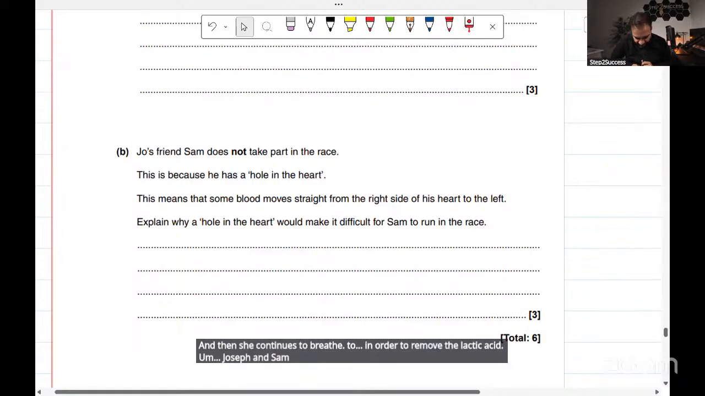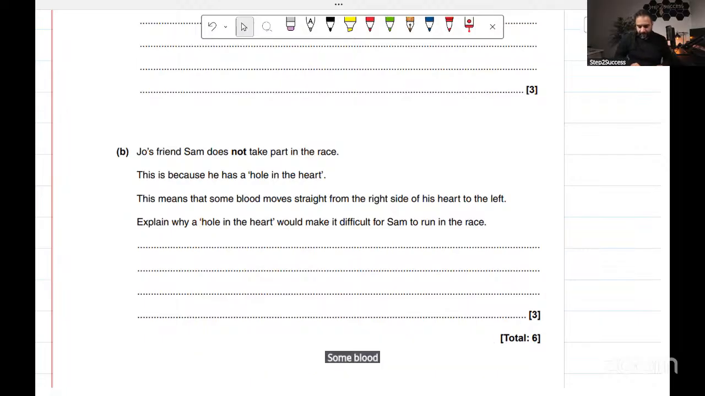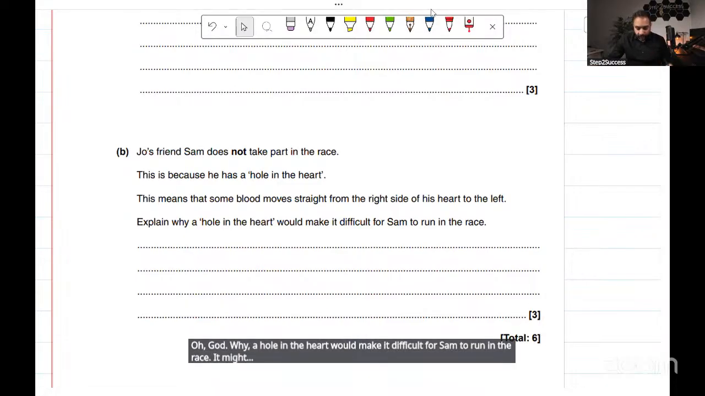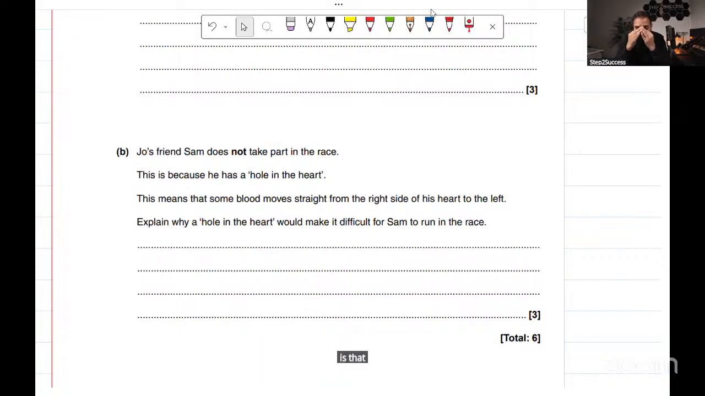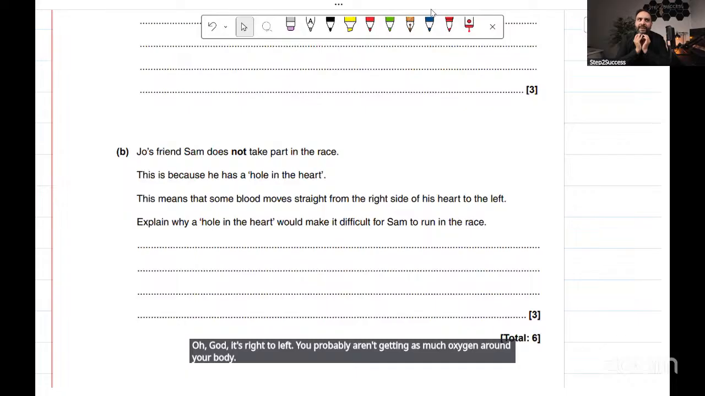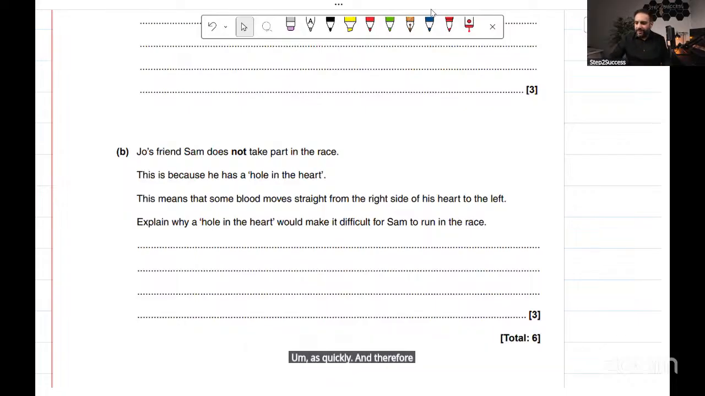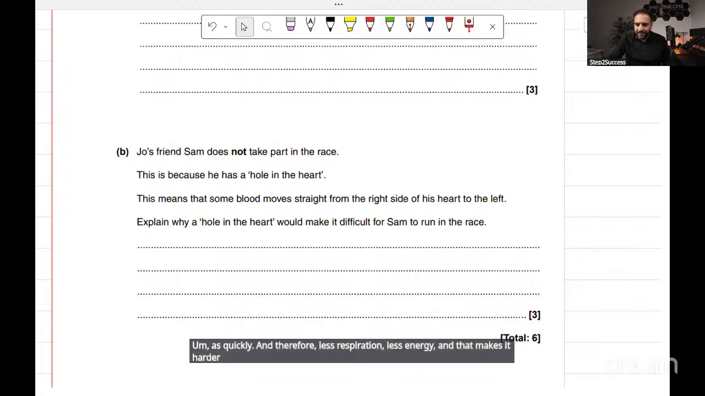Joe's friend Sam does not do that. He has a hole in his heart. Some blood moves straight from the right side of his heart to the left. Why would a hole in the heart make it difficult for Sam to run in the race? Before I look at the mark scheme, my answer is that if blood is moving from one side of your heart to the other, it's right to left, you probably aren't getting as much oxygen around your body as quickly, and therefore less respiration, less energy, and that makes it harder to run around.